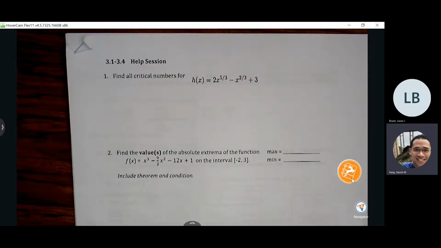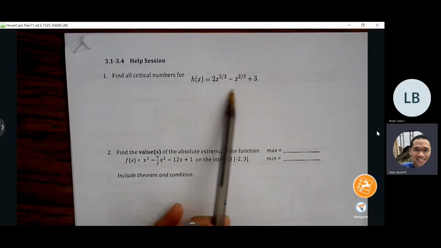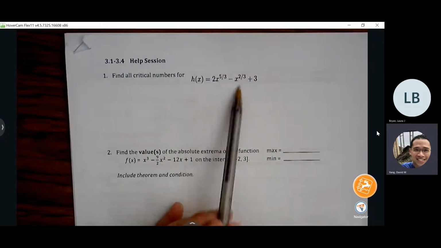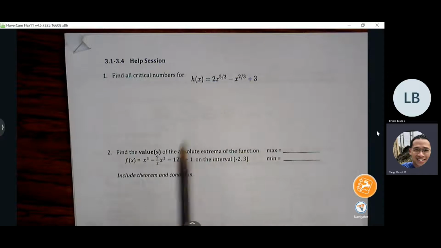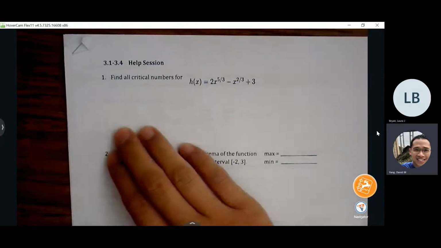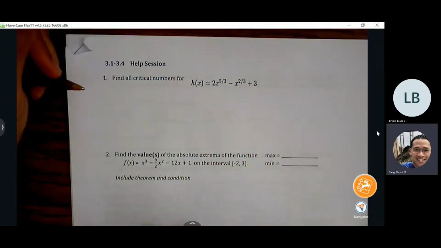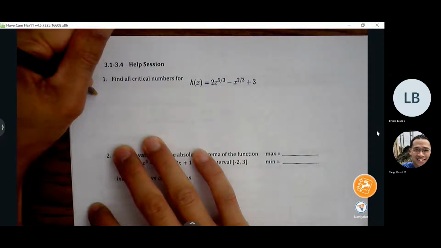Okay, so number one says find all critical numbers. So we're just going to find the derivative. And if there's a need for common denominators, we'll get that settled. And then we can look in both locations for our critical values. Okay, so H prime. All these terms are set up and ready for power rule. We can jump straight into it.